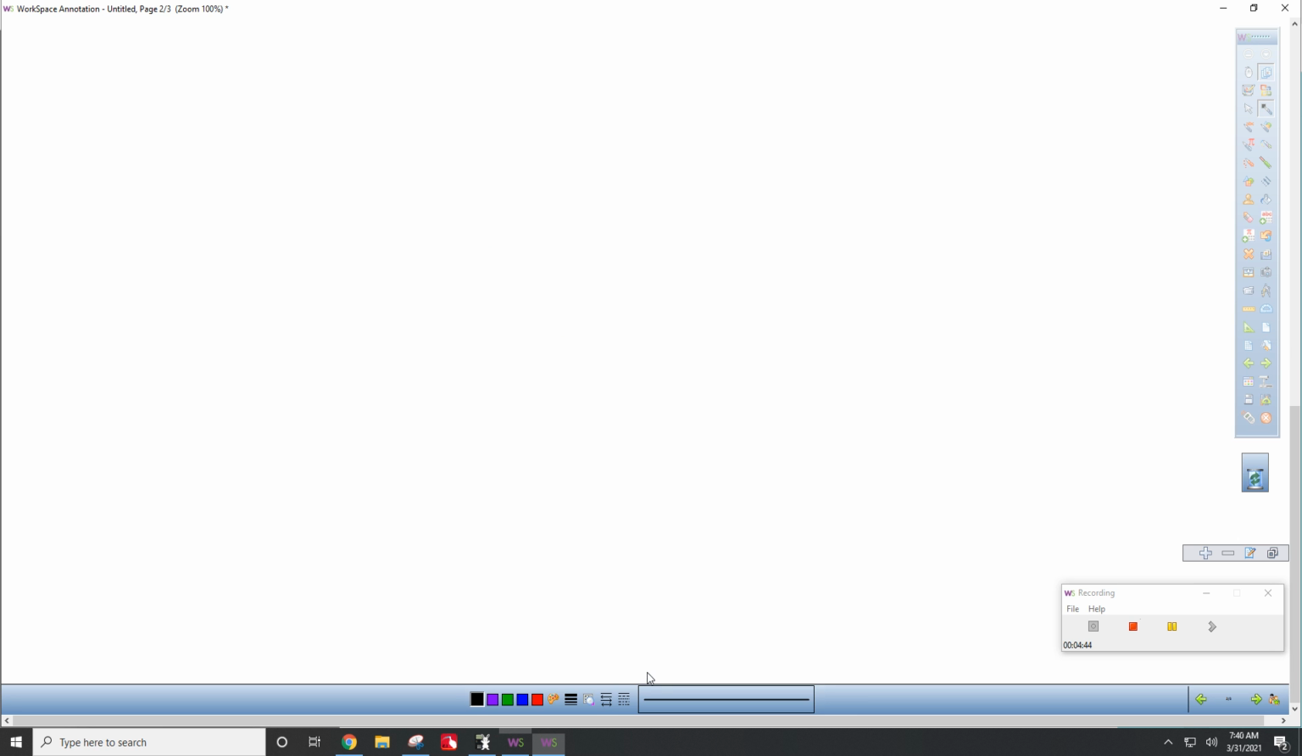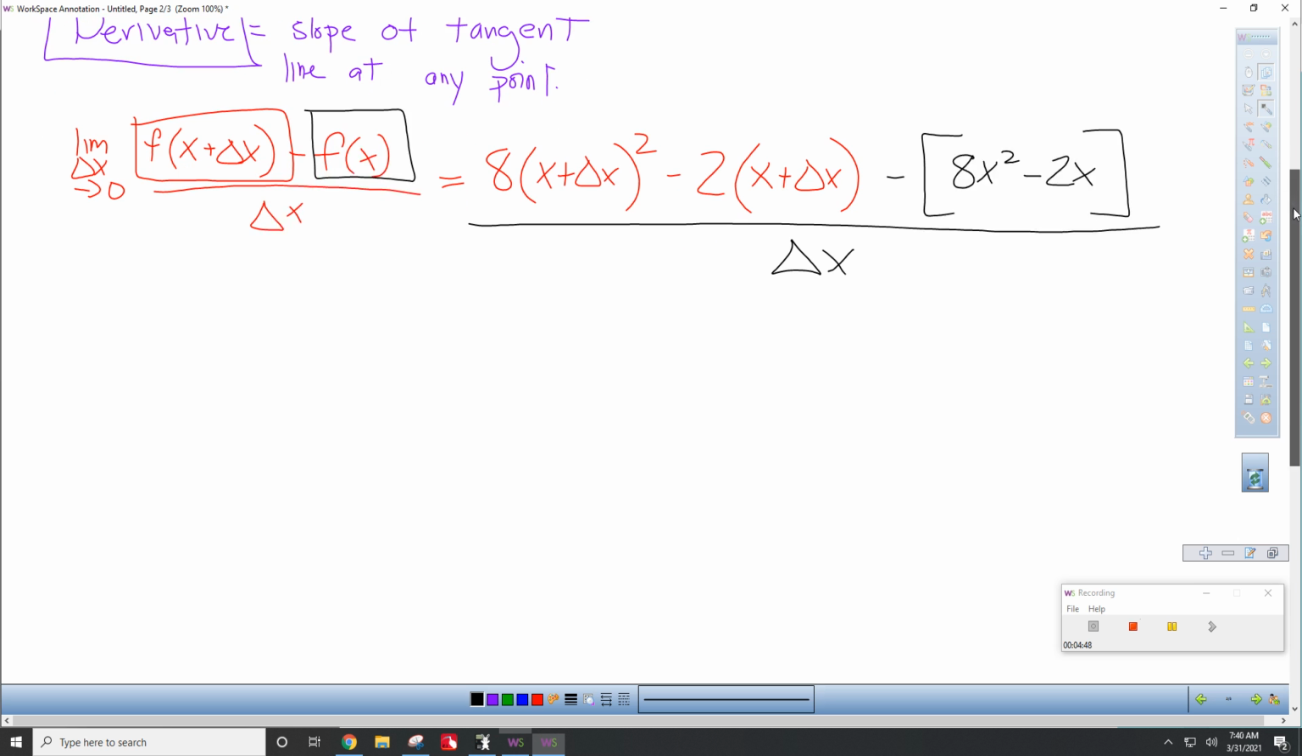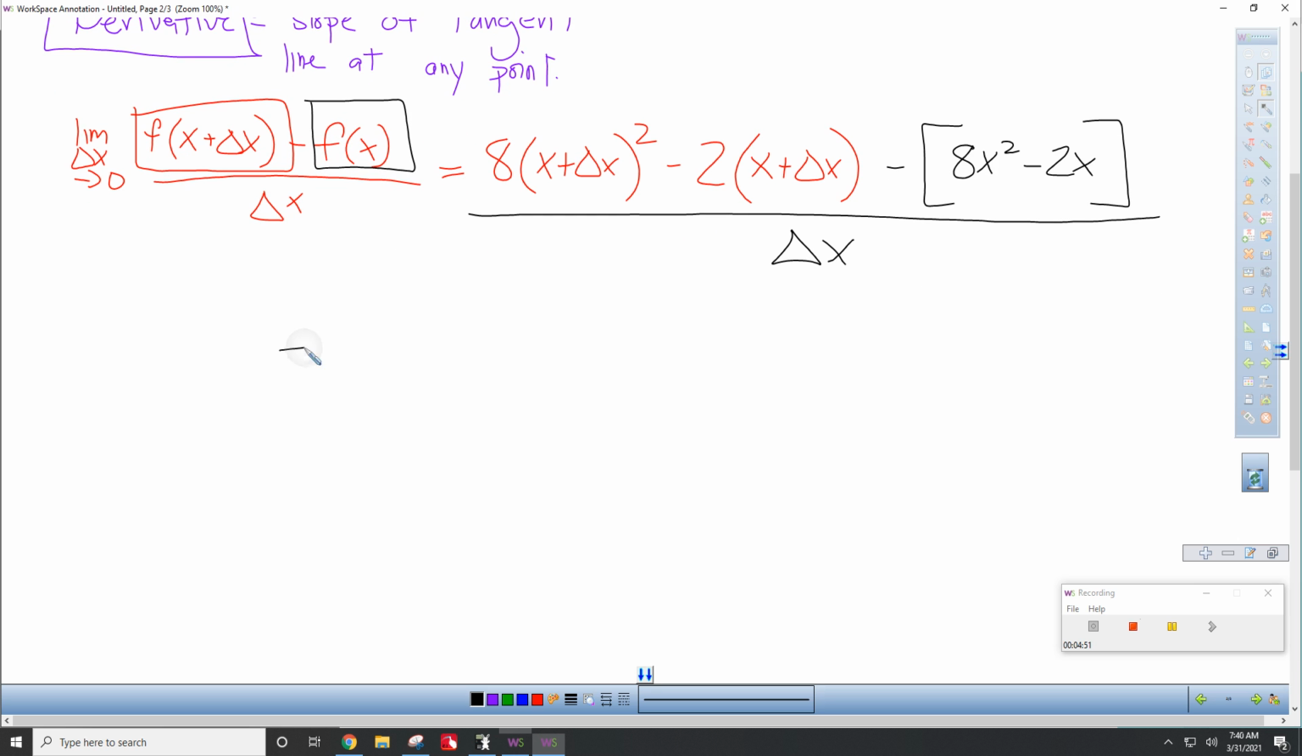This is why you take Algebra 2 before you take pre-calculus and calculus, because this just turned into an algebra question. Let's just get everything right. So 8 times x plus delta x squared. Well, that is x squared plus 2x delta x. If you have a hard time getting this, just FOIL it out. Plus delta x squared. All right, so that was that.